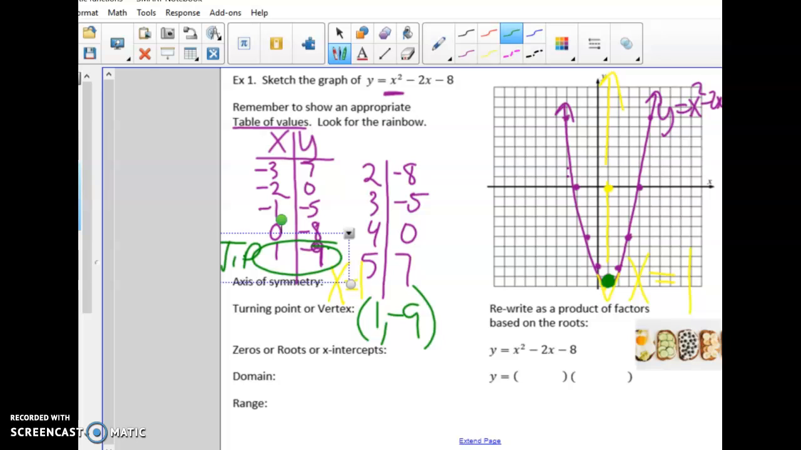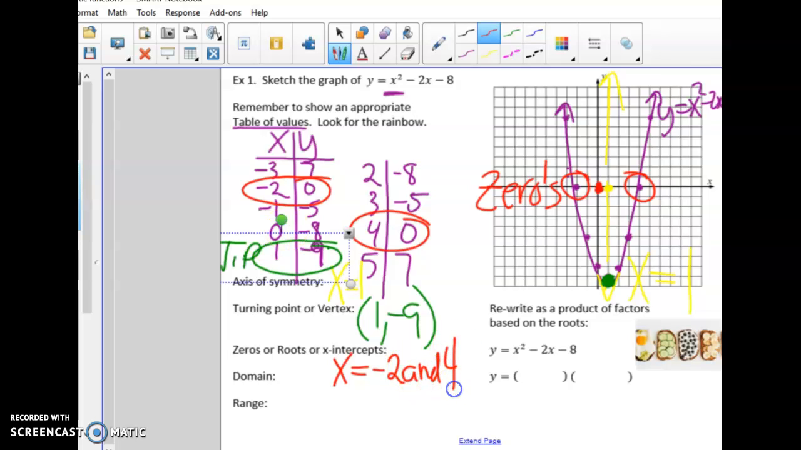And what about our 0 values? Let me pick another color for that. Again, these are called zeros or roots or x-intercepts. Apologize for all the different names, but basically it's where it crosses the x-axis. These are 0 values. Why do we call them 0 values? The y value is 0. Now this happens at an x value of -2 and an x value of 4. We can see that in the table as well because we have a -2, 0 and a 4, 0. So call this x equals -2 and 4.